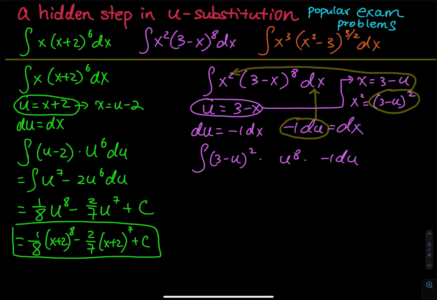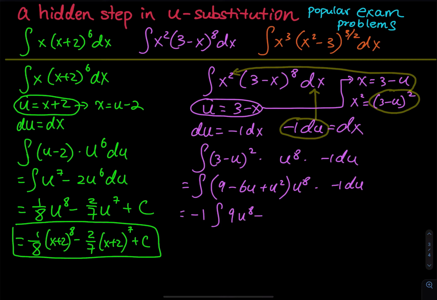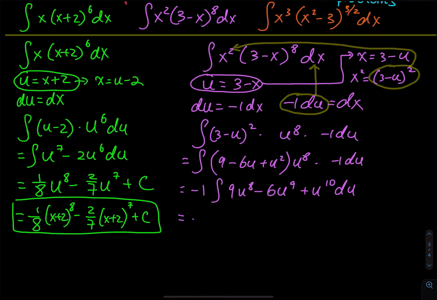Okay, and then what's next? You have to open up the square and then distribute the u to the 8. So that is equal to, so this is a 9, right? Minus 3, that is a minus 6u, and then plus u squared, and then u to the 8th power, and then you have your negative 1 du. And then distribute the u to the 8. You can pull the negative 1 out. So you have 9u to the 8th minus 6u to the 9, and then plus u to the 10, and then du. So just integrate term by term using the simple power rule and keep the negative 1 outside.